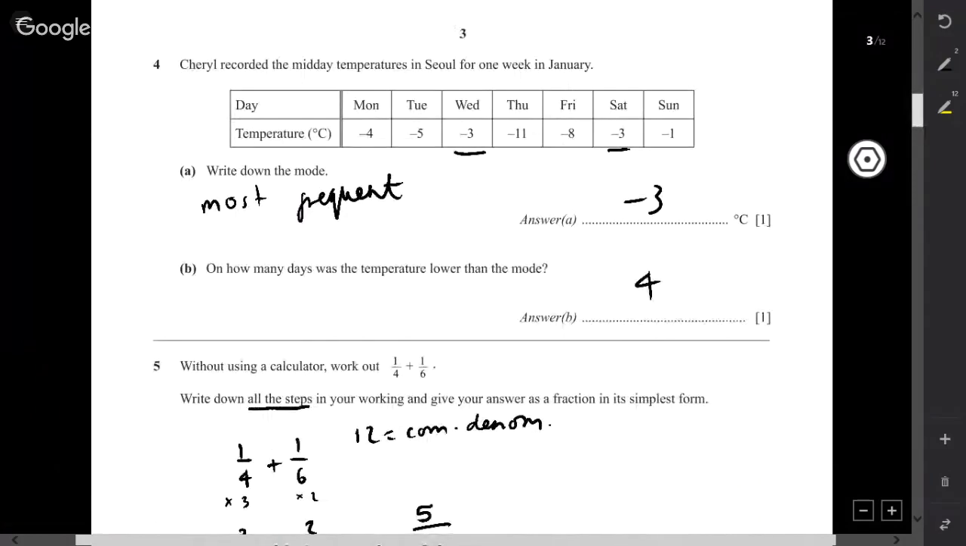Okay, question number 4. Cheryl recorded the midday temperatures for 1 week. Here they are in a table. Write down the mode. The mode is the most frequent. We can see -3 is the most frequent. Therefore, the mode is -3. On how many days was the temperature lower than the mode? 1, 2, 3, 4. And -1 is higher than -3, so 4 days.